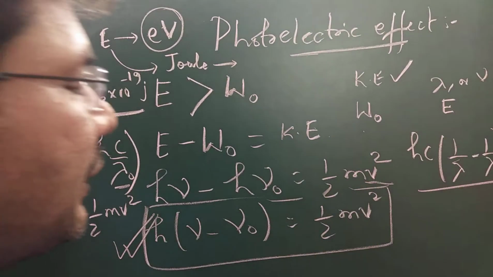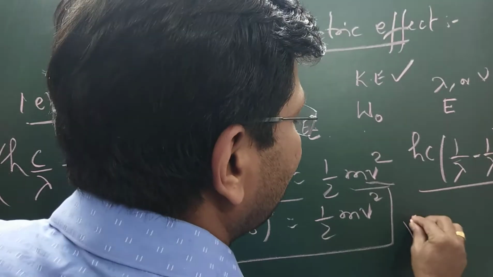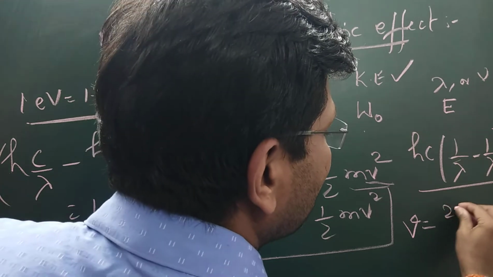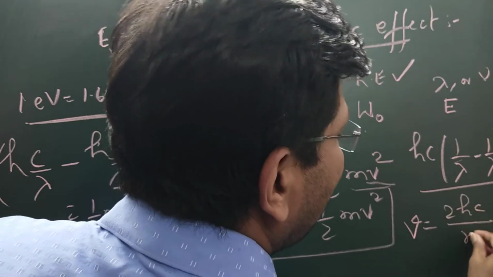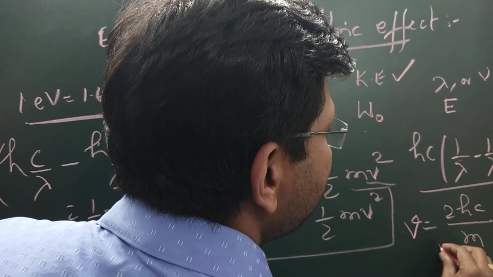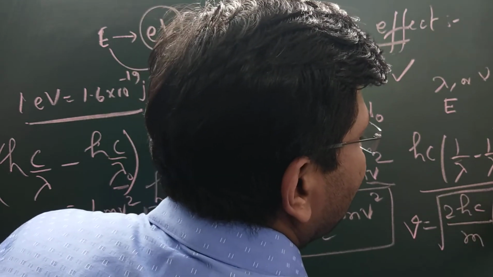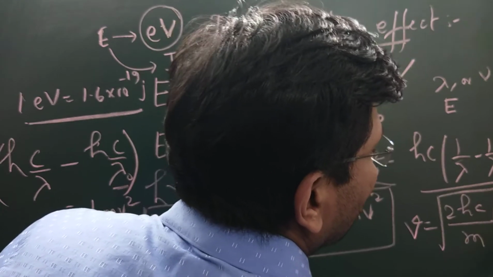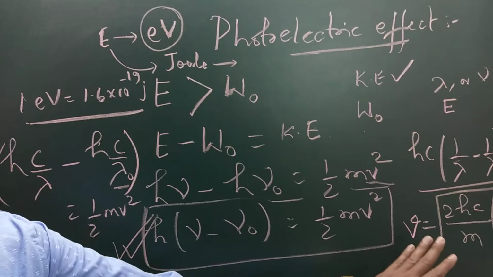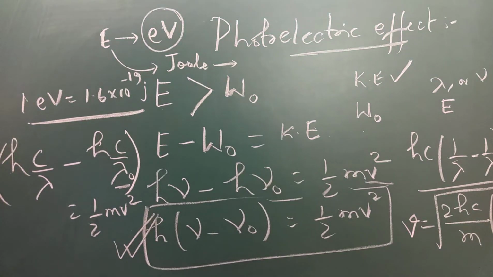Sometimes they ask for the velocity also. So from this equation you can find out the velocity. Velocity is equal to root under 2hc by m into (lambda naught minus lambda) upon lambda naught. So this formula is used to calculate the velocity.